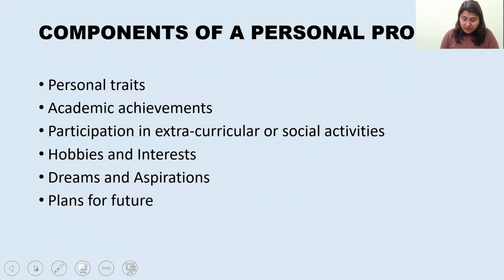Now, for your convenience, I have taken both the compositions separately and I have tried to give the components which are required. For a personal profile: personal traits, then academic achievements. Personal traits means what kind of person you are. Please mention your qualities. Then your academic achievements, participation in extracurricular or social activities, hobbies and interests, dreams and aspirations, and plans for future. All this is required in a personal profile.